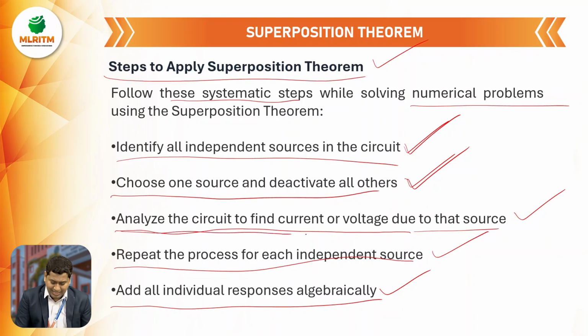Third, analyze the circuit to find out the current or voltage due to that source, and we have to repeat this process for each independent source. Suppose I have two independent sources, then my process will be done two times. If my circuit has three independent sources, then I have to repeat it three times. And finally, all the individual responses are added algebraically.